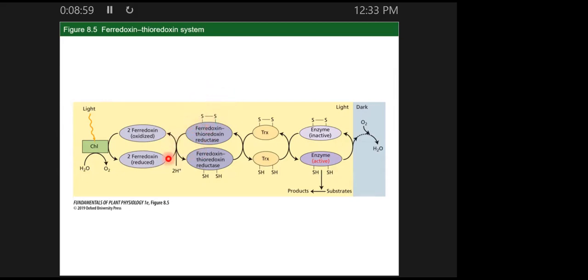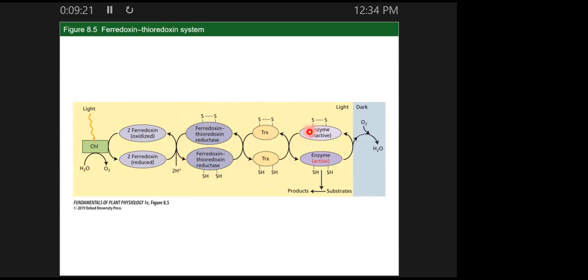When this enzyme accepts the electrons, these two react with each other, the electron, and that breaks the sulfur bond. So now this has gained an electron. Now it passes it to the second enzyme that also has a sulfur-sulfur bond. So when this one gets it, it breaks the bond.